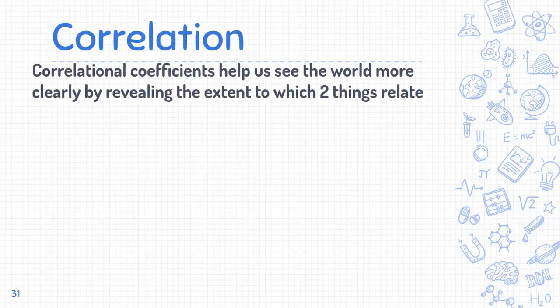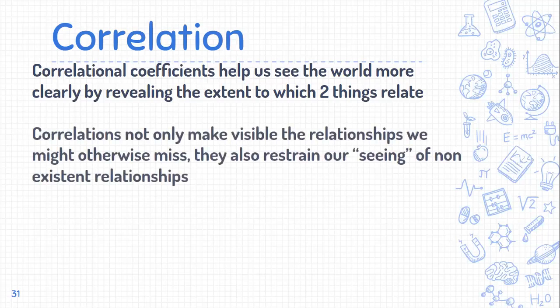So correlation coefficients, which are the numbers, help us see the world more clearly because they tell us the extent to which two things relate. Is it 0.66, is it 0.97, is it 0.12? That's the coefficient. And that's the importance of the coefficient, because it lets us see the strength of that relationship, of that correlation.